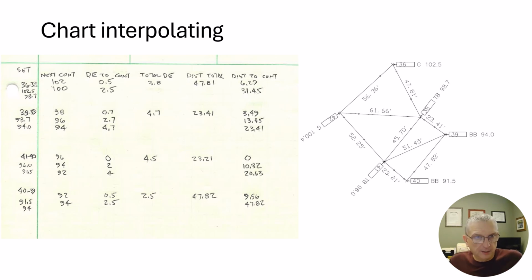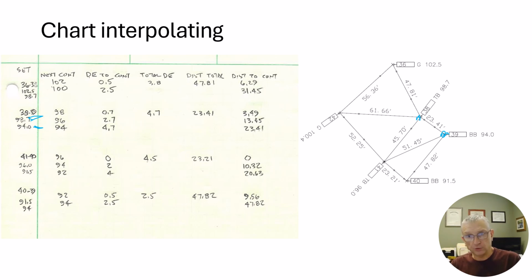So here's some more chart interpolating, and this is all in your handout. But all we're doing is looking at from 38 to 39, for example. This is where we get into this cut slope. The top elevation is 98.7. We've got that here. We're going down to elevation of 94. That's from here to here, from 38 to 39. So from 38 going towards 39, that's 98.7.